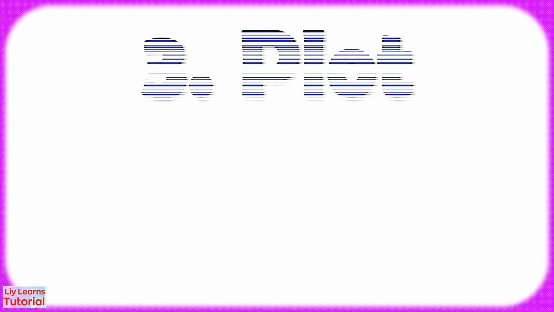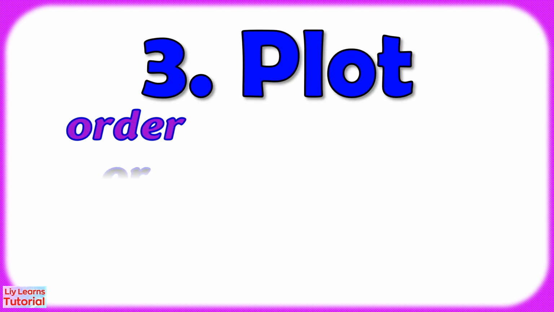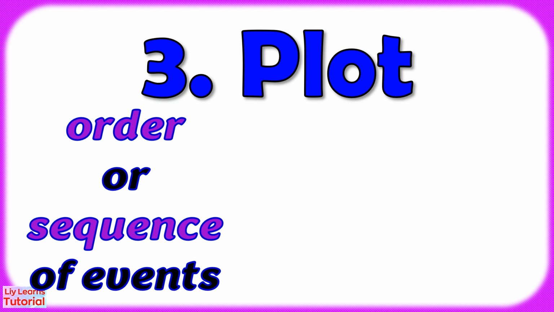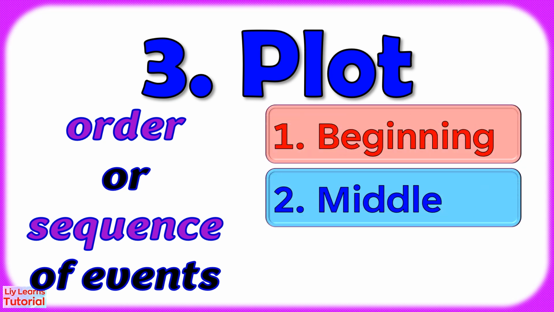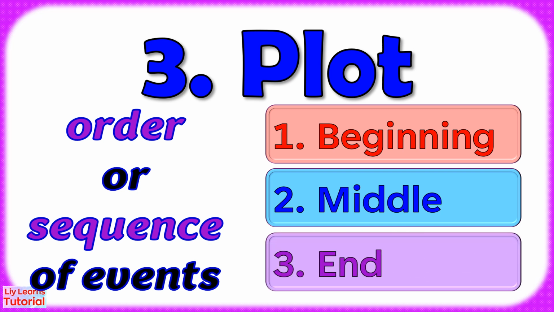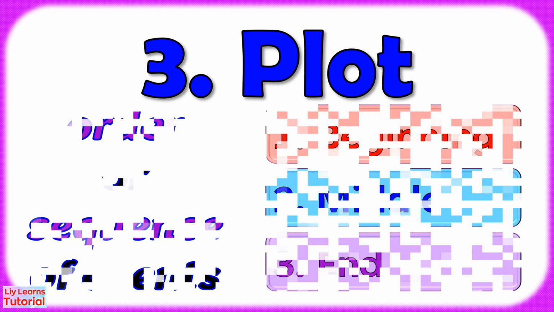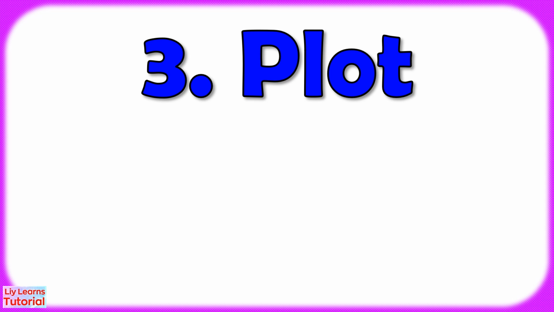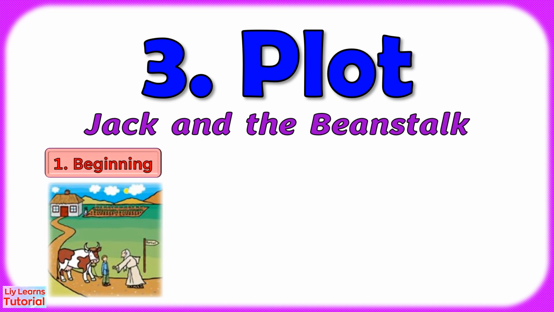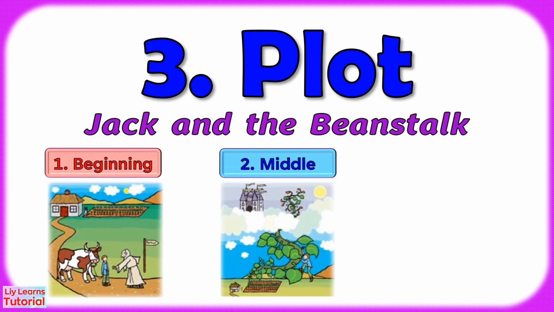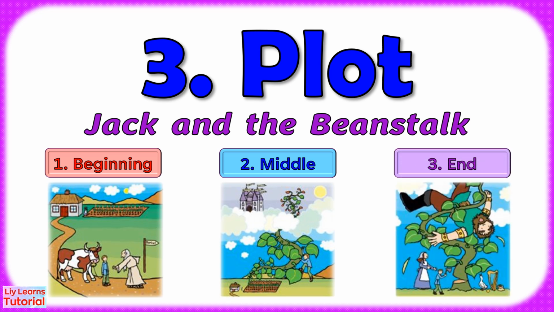Third element is plot. Plot is the order or sequence of events in the story. There is a beginning, middle, and end. For example, in the story Jack and the Beanstalk, it begins when Jack sold the cow for some beans. In the middle, Jack saw the beanstalk grew and climbed it. In the end, the giant fell when Jack cut the beanstalk.